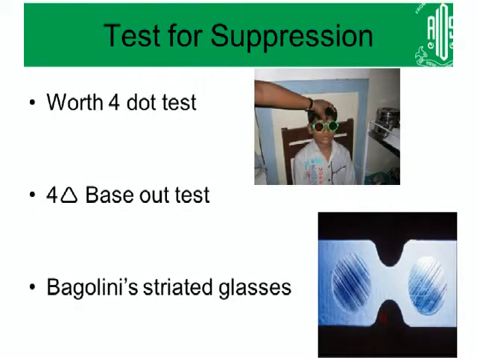So tests for suppression are the Worth 4-dot tests. That's pretty easy, right? All you have to do is slip on some red-green glasses and show the target, which is usually there on your Snellen, the 4 dots, and ask the patient. So this gives you some idea about whether there is suppression, whether there's fusion or diplopia. Okay, so that's the first level or the first degree of binocularity, and you can assess this with a simple test. Of course, if you have the 4 prism base out test or Bagolini striated glasses, they give you a little bit more information as well.